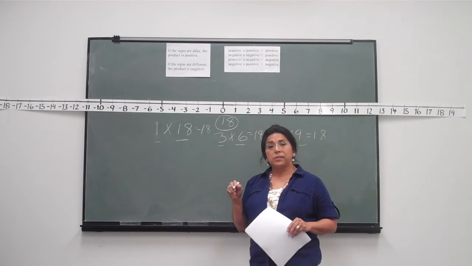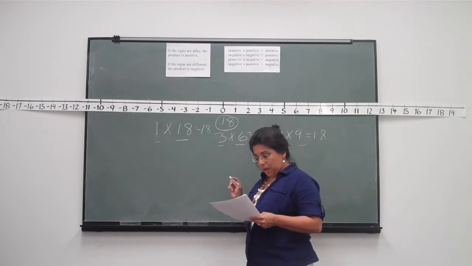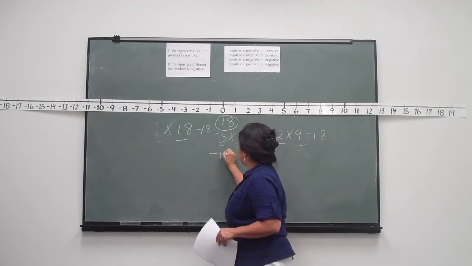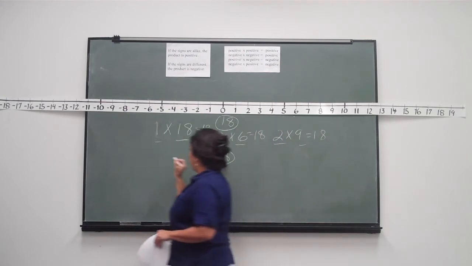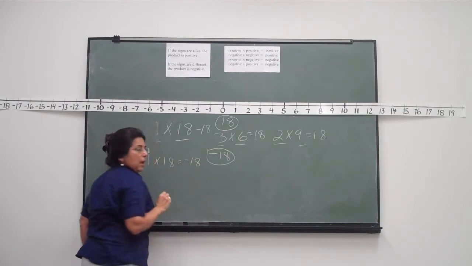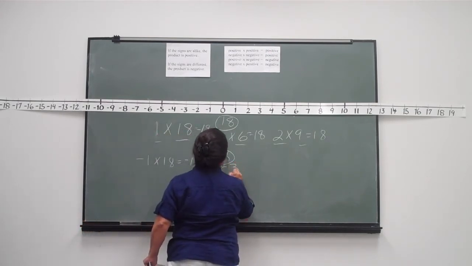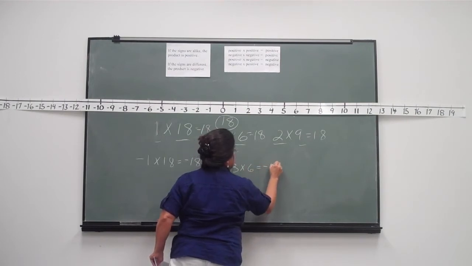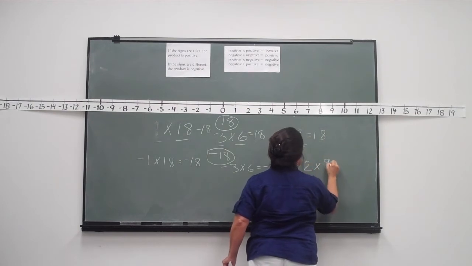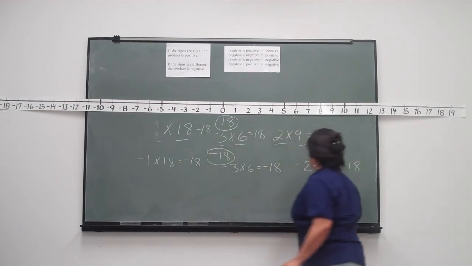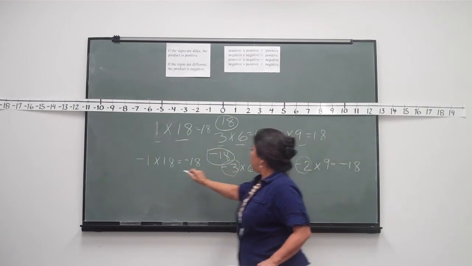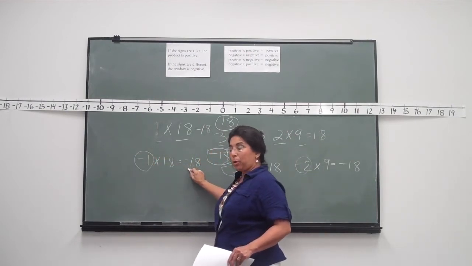Okay, let's write some multiplication sentences that will satisfy negative 18. We will have, right, negative 1 times 18 is equal to negative 18. That's correct. We will have negative 3 times 6 equals negative 18. And that's correct, Tommy. We will have negative 2 times 9 equals negative 18. So these are our negatives that help us get our negative product.